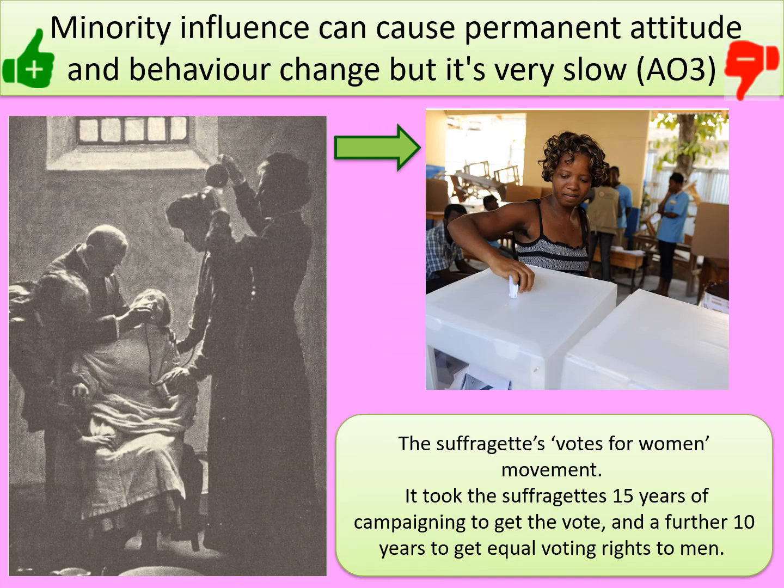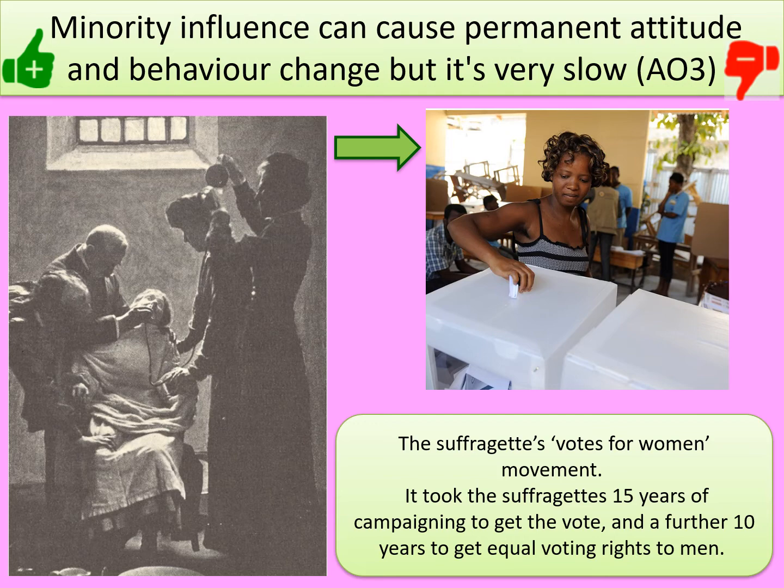The next evaluation is to do with minority influence, and it's both a positive and a negative. It's the idea that minority influence can cause permanent attitude and behaviour change. However, it's really slow. So you can use the example of the suffragettes movement. Through minority influence, through all those processes and social change, they achieved votes for women, absolutely fantastic. And it was permanent and the laws changed.